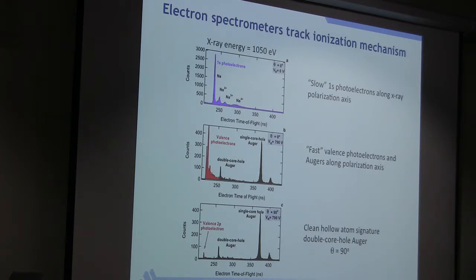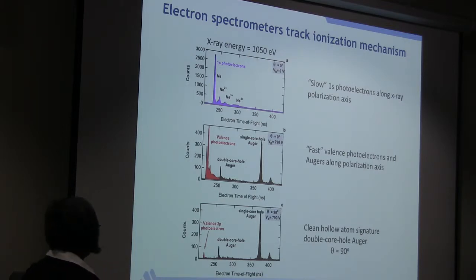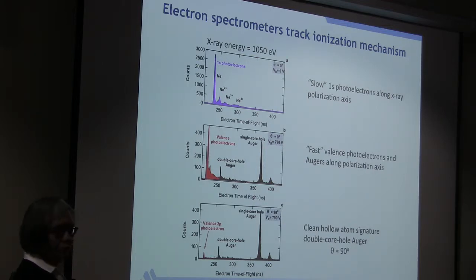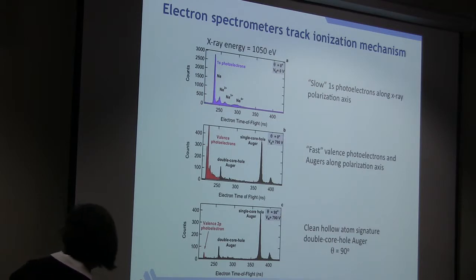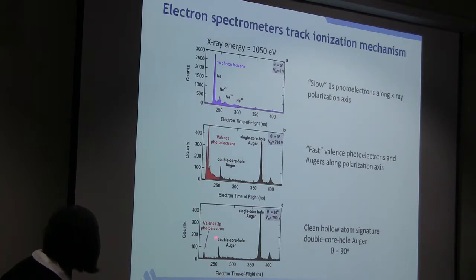And so we also used the electron spectrometers to track the ionization mechanism. In particular, it was very useful because you could really isolate how many double core holes you had made. Auger electrons are isotropic, while photoelectrons have some direction that you know about. So if you go to a 90-degree geometry where the photoelectrons tend not to come out so much, and you look at these high-energy Auger electrons, you can find a very clean signature of hollow atom production. That's this double core hole Auger yield compared to the single core.